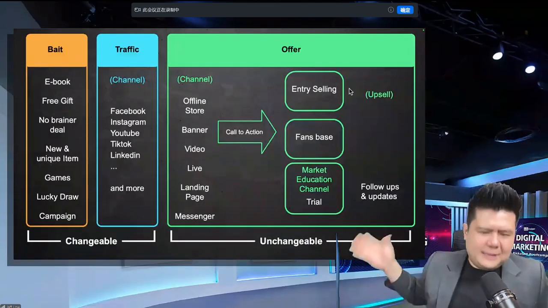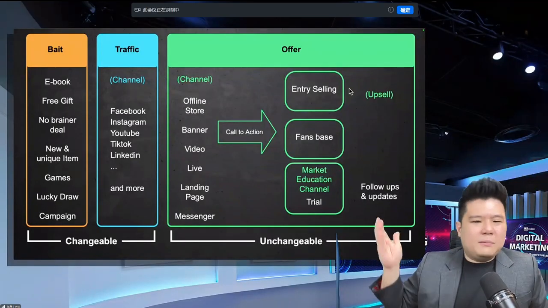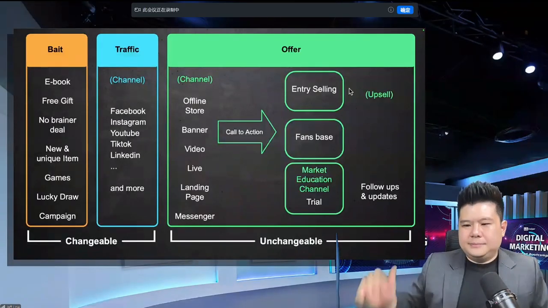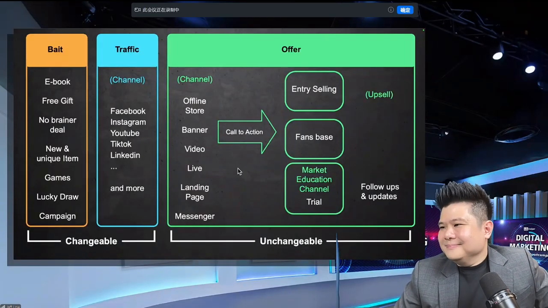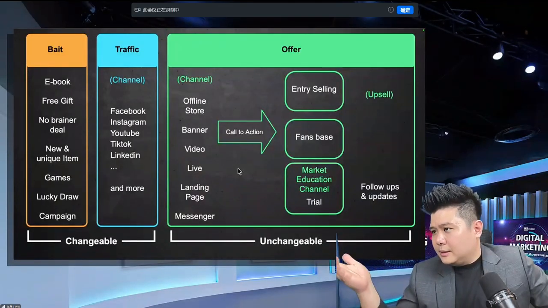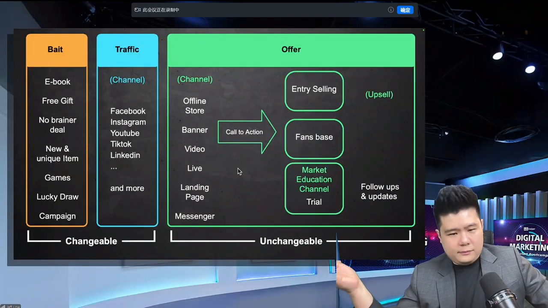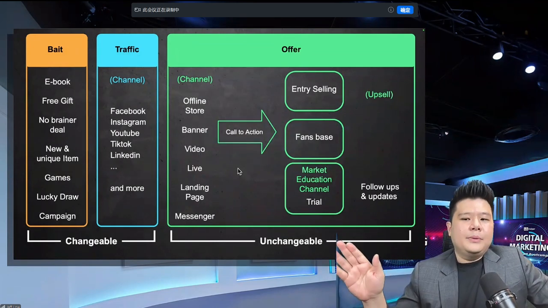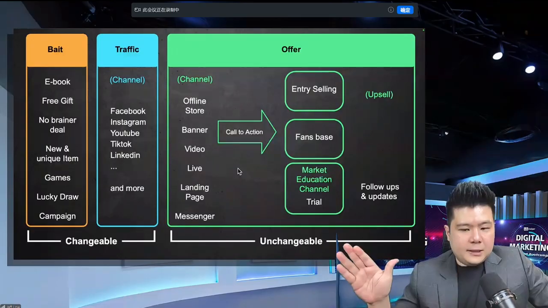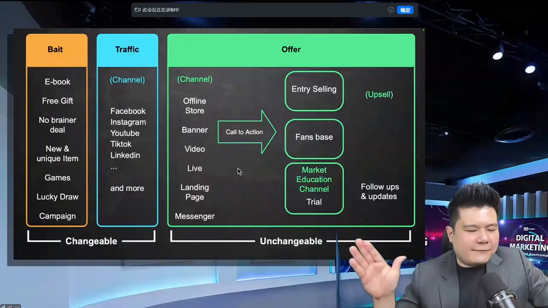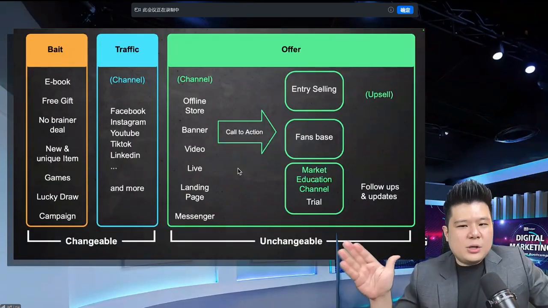So don't even talk about funnel. You understand? Don't even talk about funnel. No point. All right? So you can actually take a photo of this diagram. Bait, traffic, then your offers. Offers is also very important. Why? If you don't really know how to do an offer, whatever traffic comes in, whatever ad spend you spend, if you don't have an irresistible offer, an offer that people will definitely say yes to, you're actually wasting all your money.